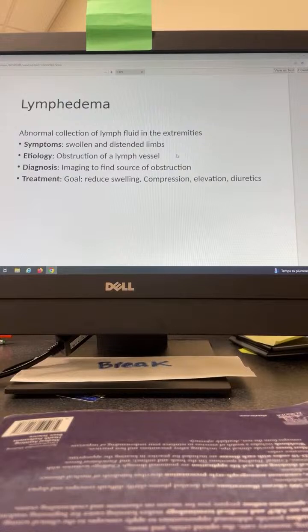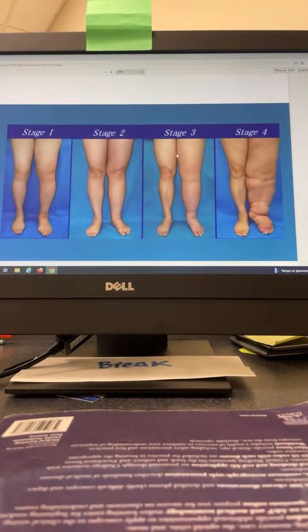You can do imaging to find out where the obstruction is to treat it. The treatment here, the goal is to reduce the swelling, obviously. So compression bandages can help to press that fluid and get that fluid out. Elevating the legs. Diuretics are going to be the big one as far as medication goes. So that's pretty extreme, as you can see.